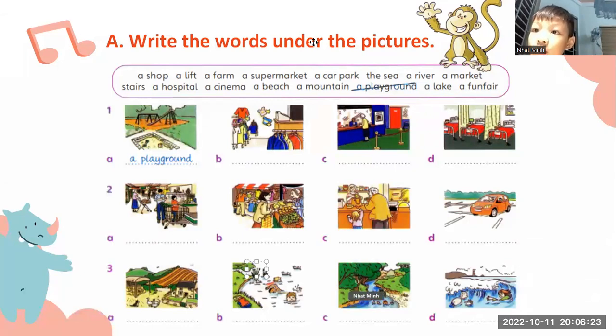Yes. Okay, so I want you to write the words under the picture. Example, playground. How about B, C, D? So you write the words below the picture, Min. Take your time. Sock. So what's picture B? It is a shop. Okay, that is a shop.